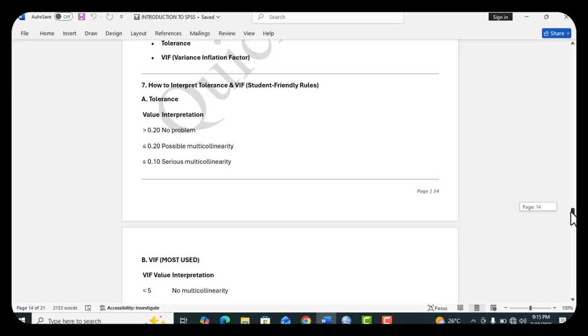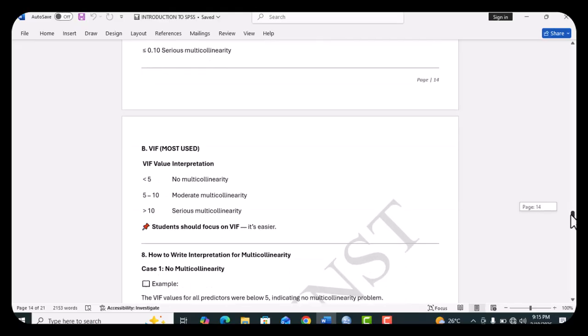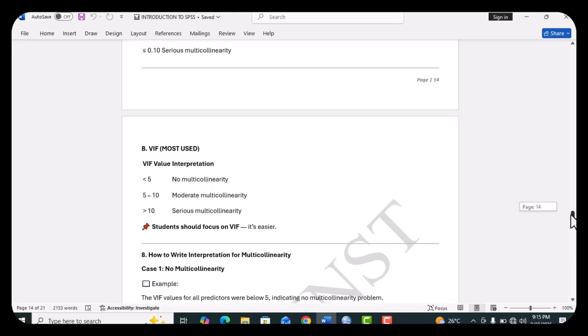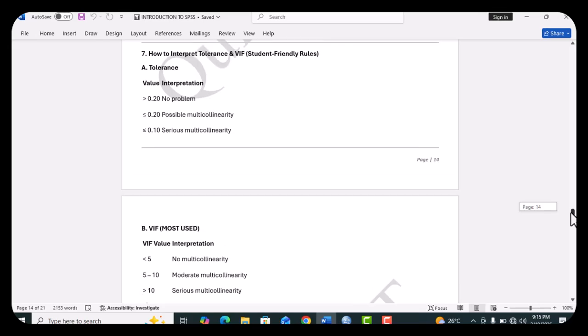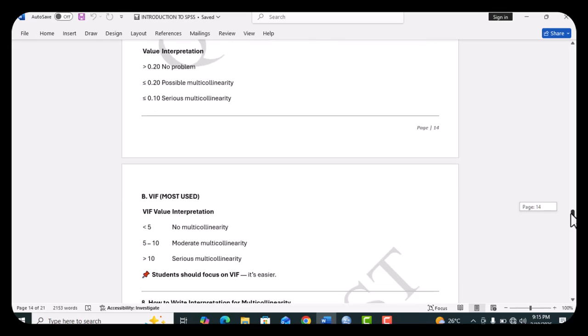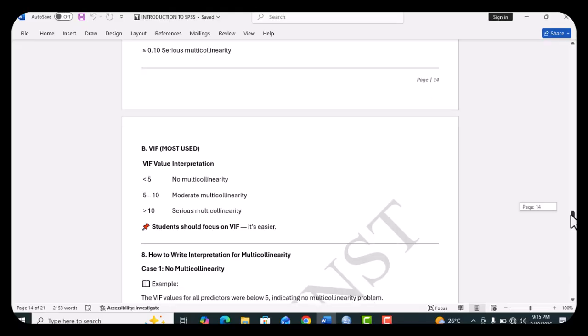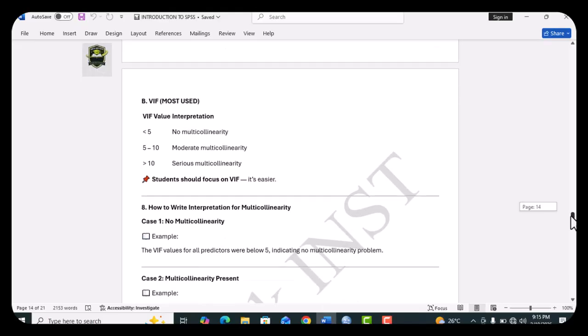For the variance inflation factor, the interpretation is: when it is less than 5, no multicollinearity. Five to 10, that's moderate multicollinearity, and if it is greater than 10, that's serious multicollinearity. It is just the vice versa of the tolerance. So you can focus on that. It is easier to write and interpret multicollinearity.